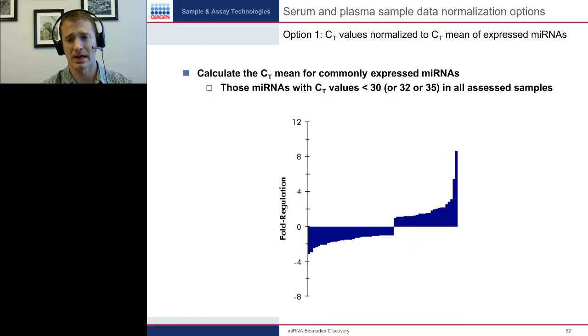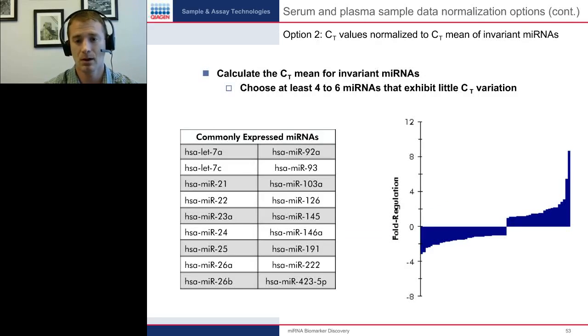So once you've calibrated your data, how should you normalize this? Option 1 is to normalize to the CT mean of expressed microRNAs. And this involves calculating the CT mean for commonly expressed microRNAs, and those are microRNAs with a CT value less than your limit of detection in all of your assessed samples. So to be included in this calculation, it needs to be expressed in all samples. Option 2 is to normalize to the CT mean of invariant microRNAs. And this involves calculating the CT mean for invariant microRNAs and choosing at least 4 to 6 for this calculation.